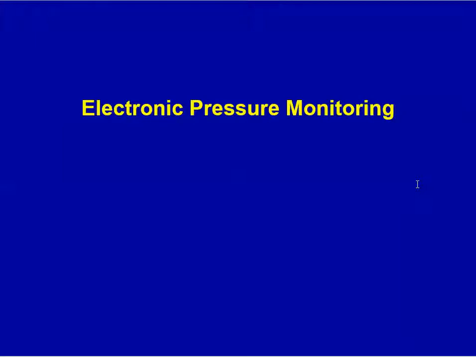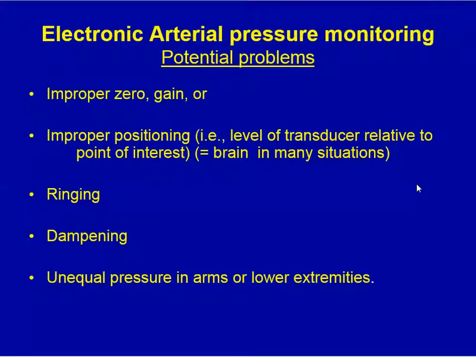Finally, I want to talk about electronic pressure monitoring. Nowadays, all of our monitoring of both arterial pressures and even central venous pressures and pulmonary artery pressures are done with transducer systems. These are electronic hydraulic systems, and there are a number of potential problems.